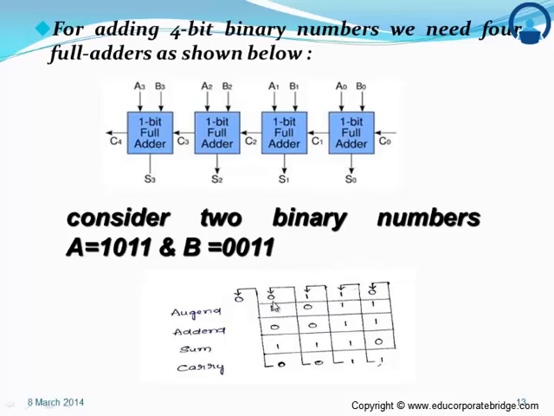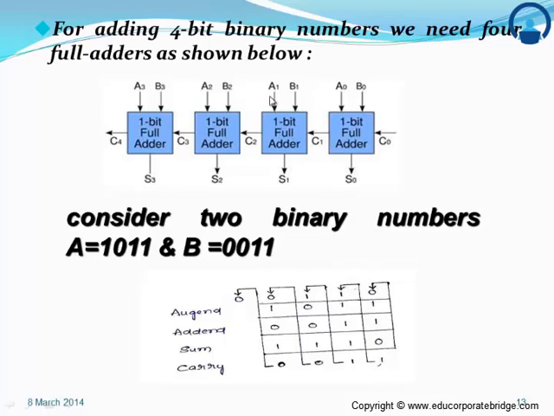Let us take the example augend, that is A is 0 1 1 1, addend B is 0 0 1 1. So let's work out. That is A0 plus B0. A0 is 1, B0 is 1. 1 plus 1, it gives 0, and the carry is 1. That is C1 is 1 here. Now this C1, as we can see from the logical diagram, this C1 goes into the next stage. That is, this C1 goes into this stage.